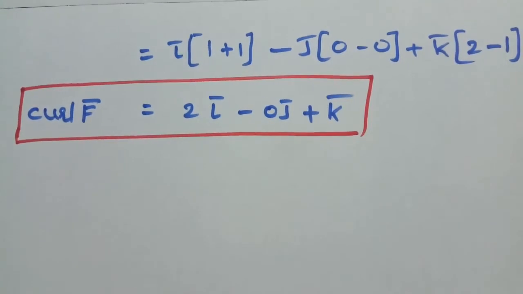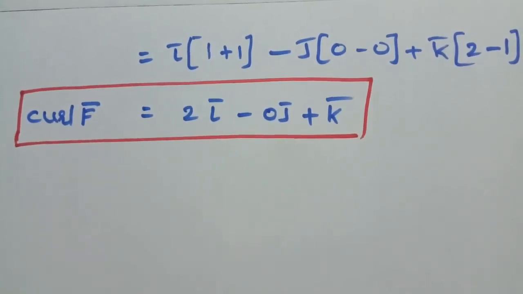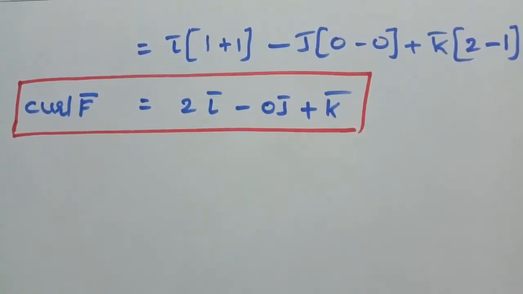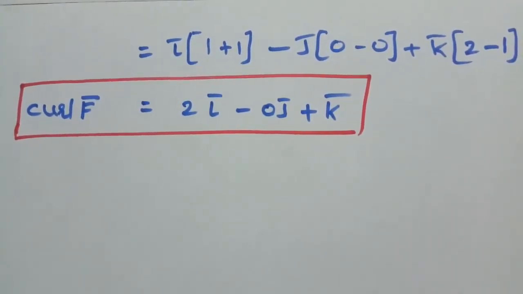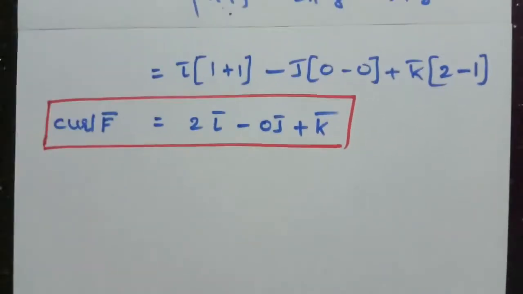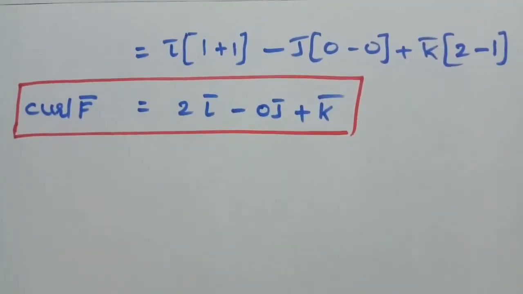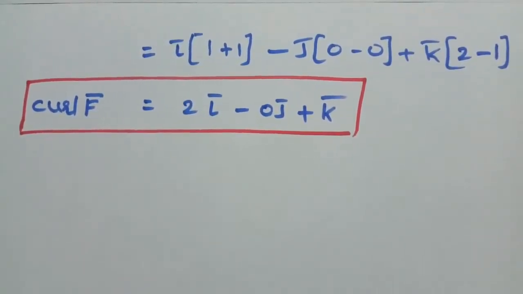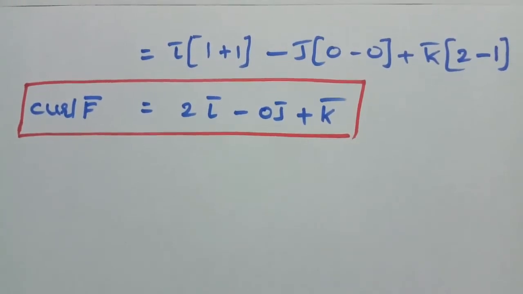Now, we have to take the surface. Here, S is the surface bounded by the non-intersecting closed curve C, where C is the triangle. Therefore, S is the surface bounded by the triangle whose vertices are given as (2, 0, 0), (0, 3, 0), (0, 0, 6).